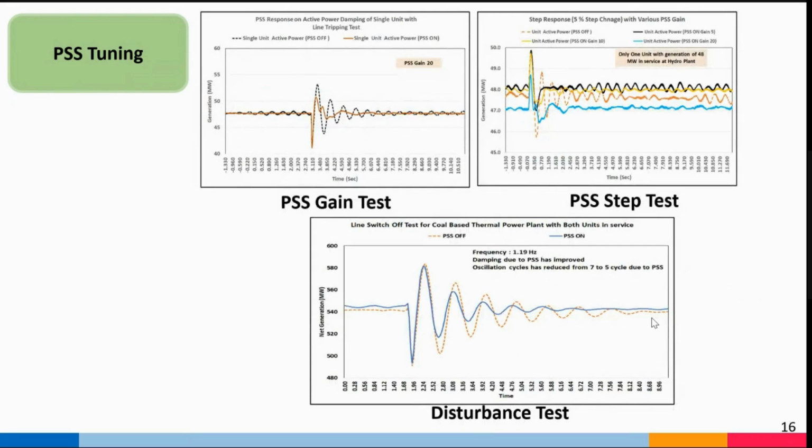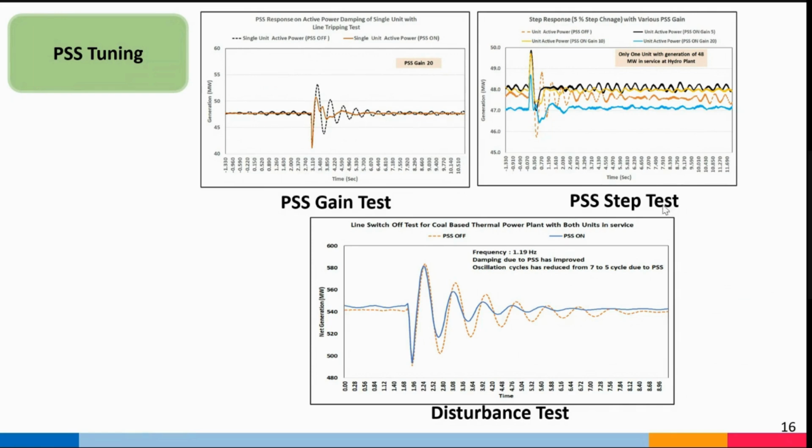And when the actual PSS tuning is being carried out at the substation itself, you can also do a disturbance test by tripping of the line, keeping the PSS off and keeping the PSS on. If the PSS is off, how is the plant responding; if the PSS is on, how is the plant responding. For tuning, we perform a gain test for the stabilizer, a step test by changing the V reference of the excitation system, and a disturbance test by tripping one of the transmission lines from that particular plant.